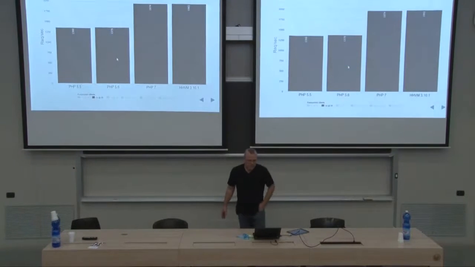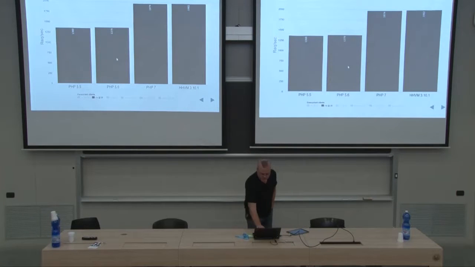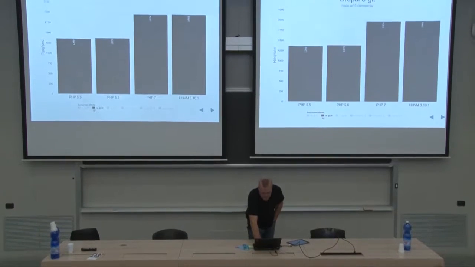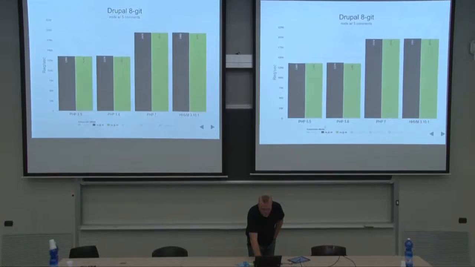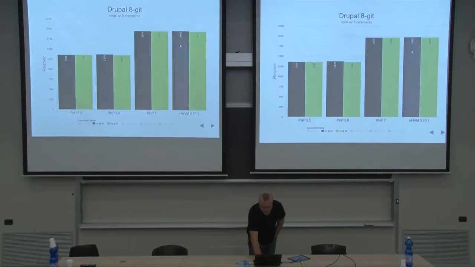So, first off, Drupal 8. This is PHP 5.5, 5.6, PHP 7, and the latest HHVM 3.10. So, we didn't quite get 100% performance improvement on Drupal 8. You can see it went from 1360 or so up to 1974. Pretty much the same speed as HHVM on that one. And this is doing 20 concurrent requests. If we up that to 40, the picture looks pretty much the same.